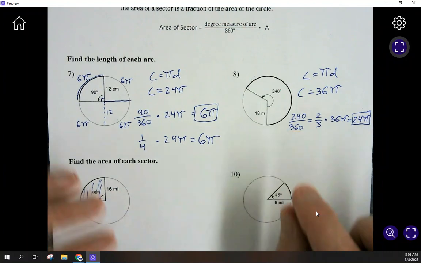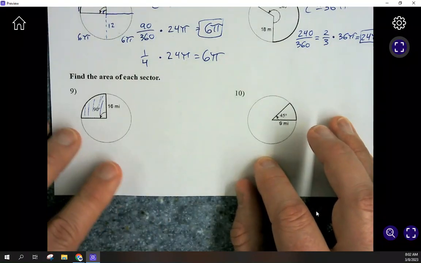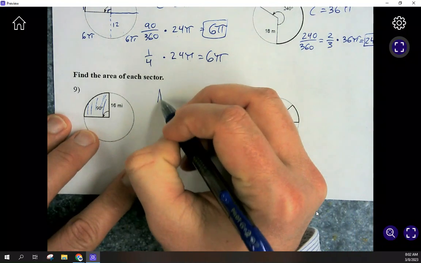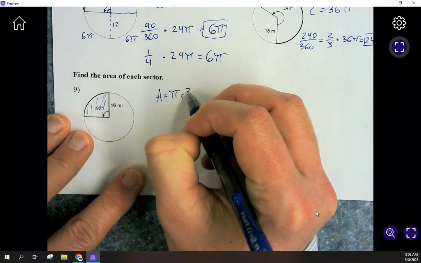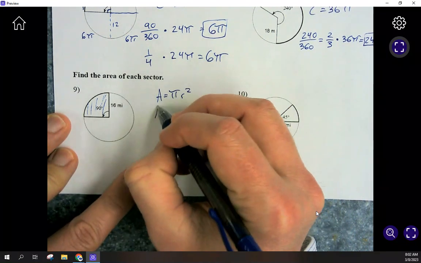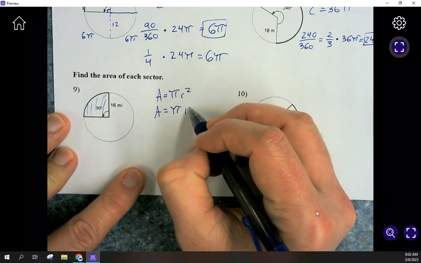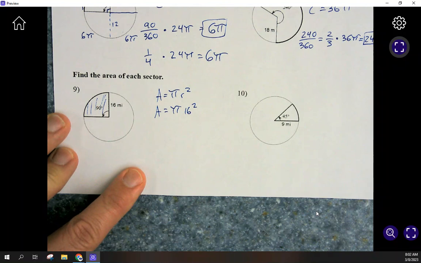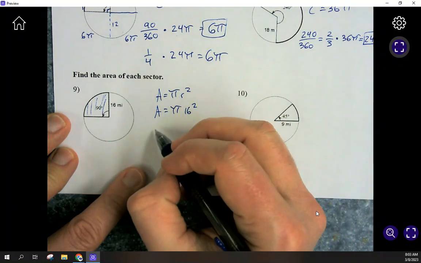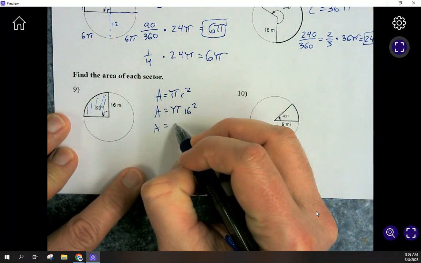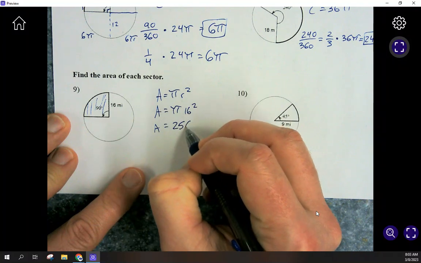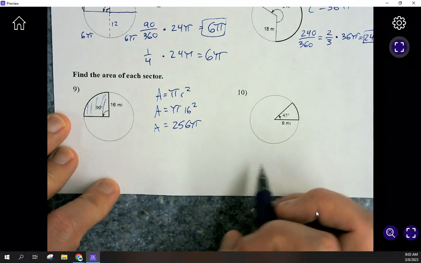All right, and area is the same exact thing, except we're going to find the area first instead of the circumference. So the area of the whole thing, take the radius and square it. This is the radius, so 16 squared. 16 squared is 256. So the area of the whole circle is 256 pi.